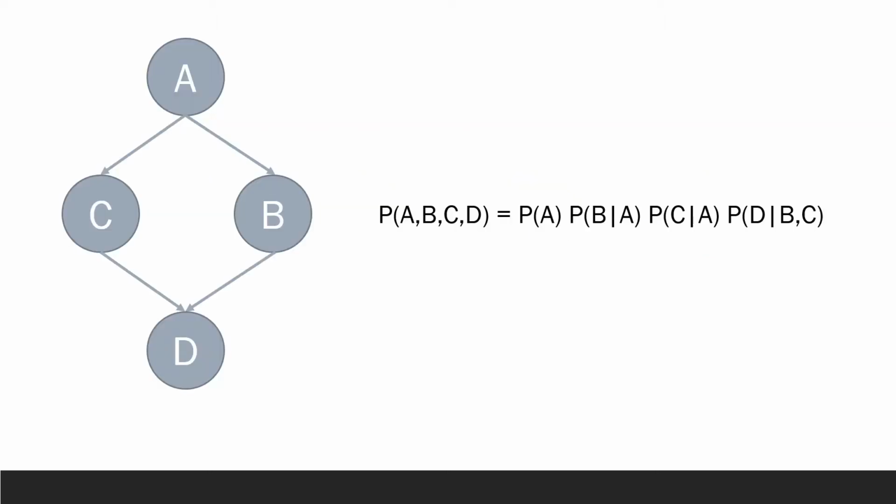For the second example, here we have the node A with two children, which are node C and node B. The node D has two parents, node C and node B. So the joint probability P(A, B, C, D) is going to be P(A) multiplied with P(B given A) and P(C given A). For the last one, it's going to be P(D given B and C).